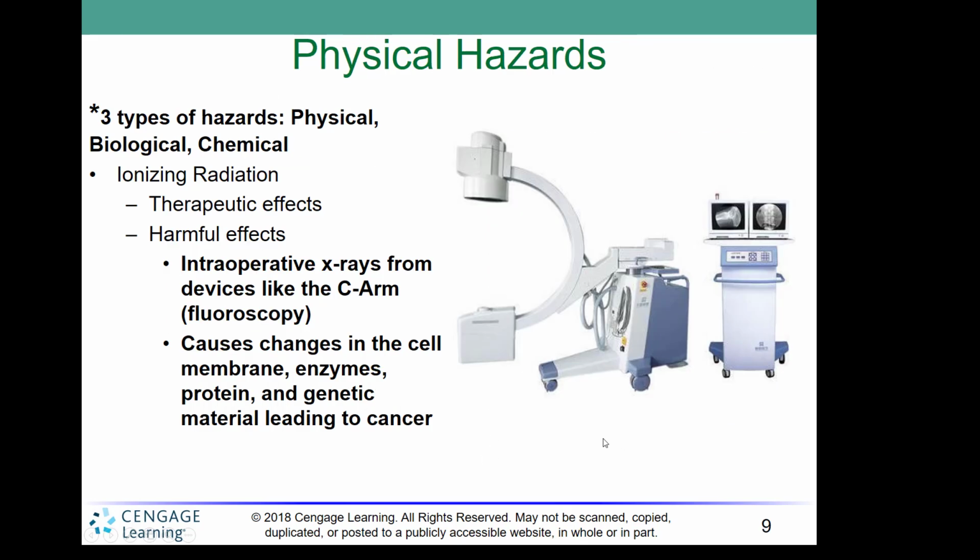If it's a right side or a left side, you can also find that on the eraser board. Okay, hazards. We have 3 types of hazards in the OR: physical hazards, biological, and chemical. So when we're discussing physical hazards, one of the big things to be concerned with is ionizing radiation. Now, while this can have therapeutic effects like the treatment of cancer, it also can have very harmful effects, and that's really what we want to focus on right here.